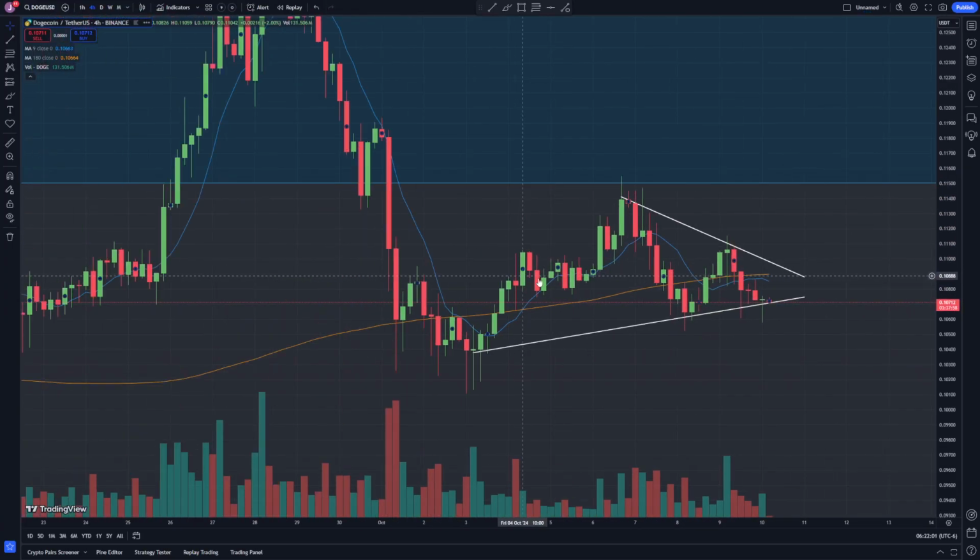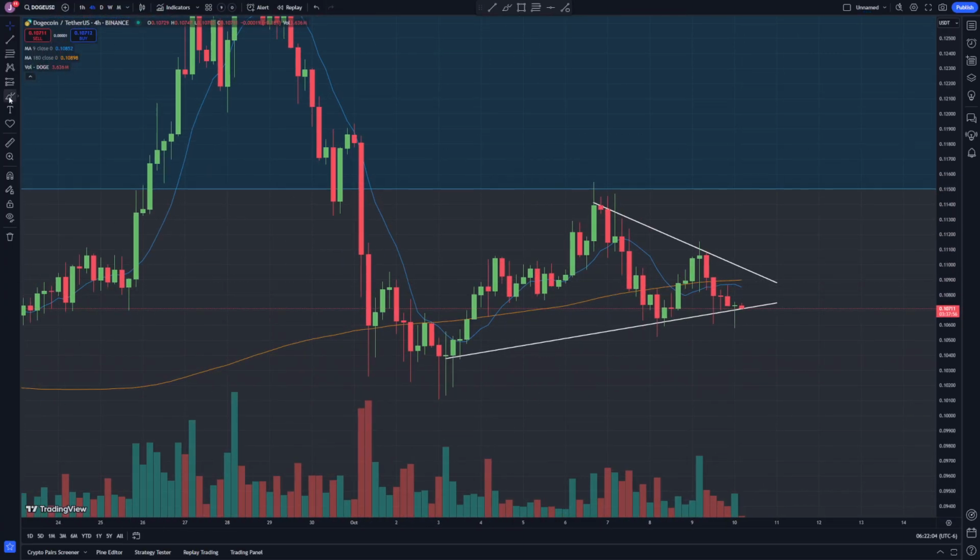But it seems like we're forming a symmetrical triangle, and it's getting tighter and tighter. So when we form these patterns, then we wait for it to break to the upside or to the downside to get a better idea of where it's actually going to go. Right now, we're just bouncing in between these. So we're waiting for a breakout. And once we actually do break these, then it's very possible that we get a breakout.